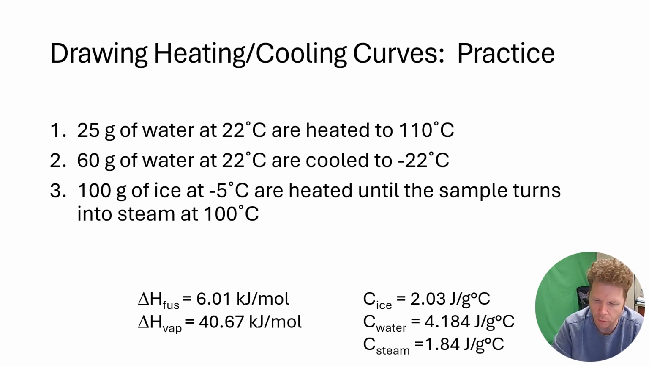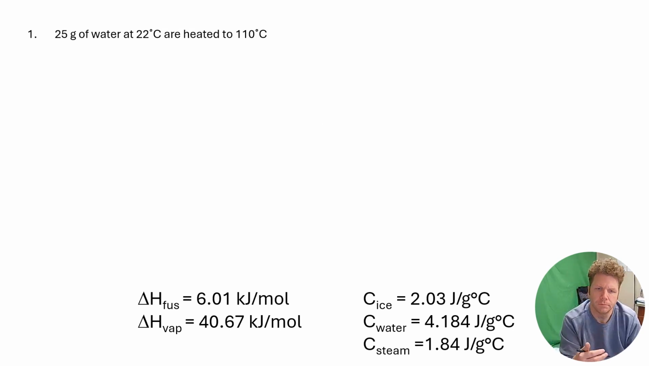Hey everyone, I'm going to show you how to do the calculations associated with question number 1. This is all about drawing a heating or cooling curve. The first prompt gives a scenario where 25 grams of water, so a liquid, at 22 degrees Celsius, our temperature there indicates that we're in the liquid phase, is heated to 110 degrees Celsius. This table down here shows us the information that we will be using.